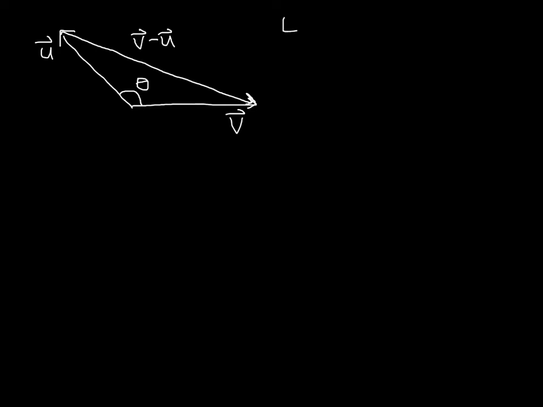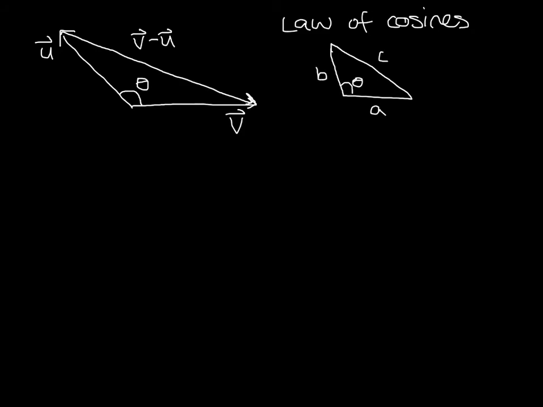So the law of cosines says, let's put it in a different triangle just to make it easier. So there's a triangle, not a right triangle. We'll call that theta. Let's call this A. Let's call this B. Let's call this C.